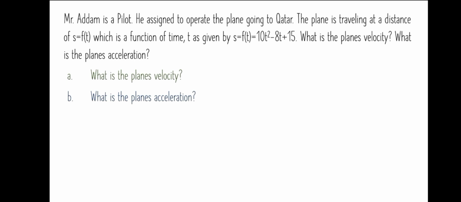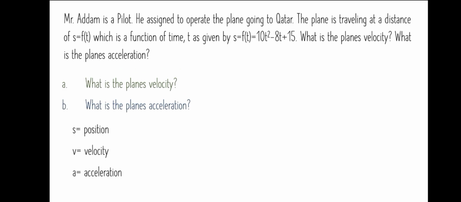First, we're going to label what our variables are going to be. So S is going to be our position, V is going to be our velocity, and A is going to be our acceleration. So we need to know the relationship between position, velocity, and acceleration. If you don't already know this relationship, I will write it down for you. The relationship between position and velocity is that velocity is equal to the first derivative of position. So here, s is actually equal to f of t, so we know that the first derivative of s is going to be the first derivative of f of t.